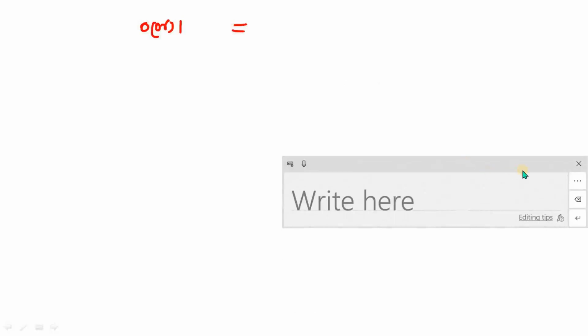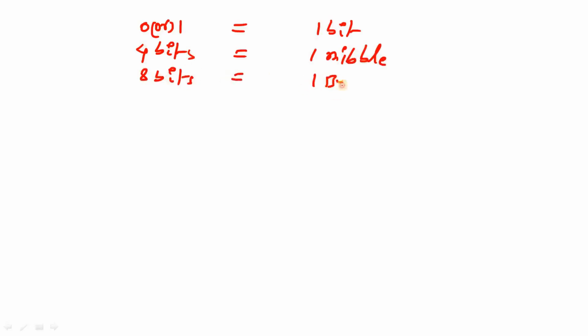Students, coming to the continuation of basics, here we are going to see some memory sizes. For example, either logic 0 or logic 1 is represented as 1 bit. If it is 4 bits, that represents 1 nibble, and if it is 8 bits, that is 1 byte. The size of 8 bits equals 1 byte.